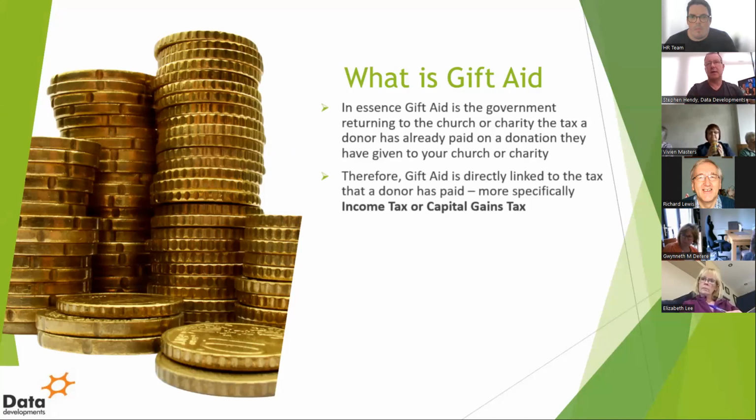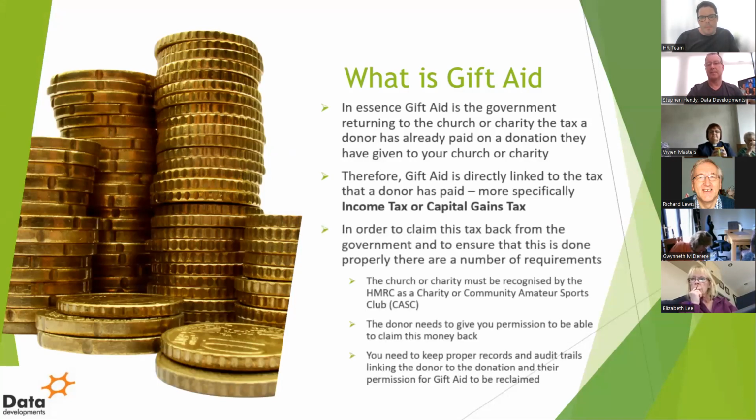There used to be a wonderful line on the declarations a few years ago where it said it doesn't include council tax, it doesn't include VAT, it doesn't include car road tax. It is just capital gains and income tax. In order to claim it, you have to be a church or charity recognised by HMRC. If you're Church of England, then you're what's called an accepted charity. If you're not registered with the Charity Commission, that's perfectly fine. The donor needs to give you permission to claim that money back, through a declaration.